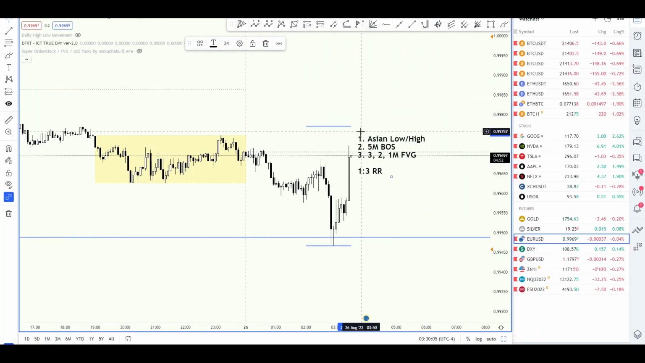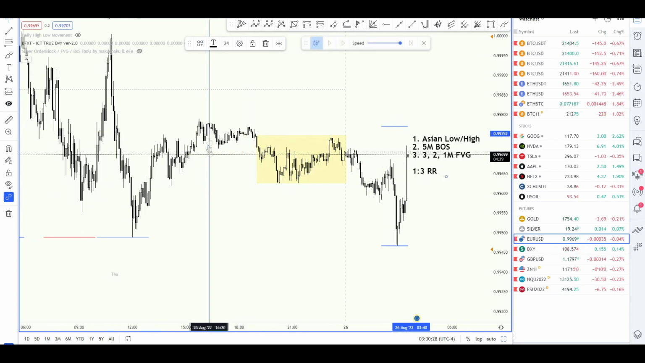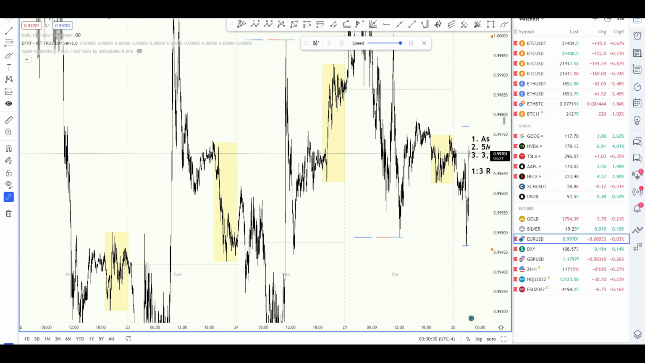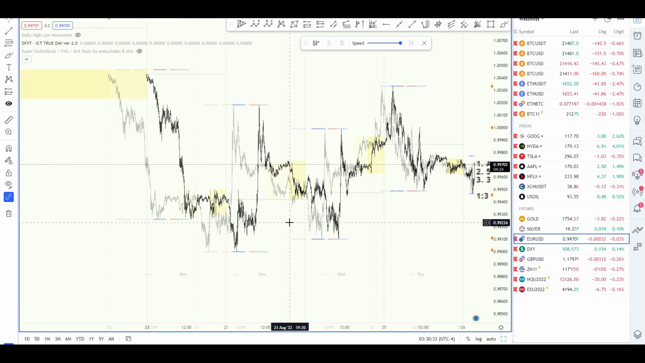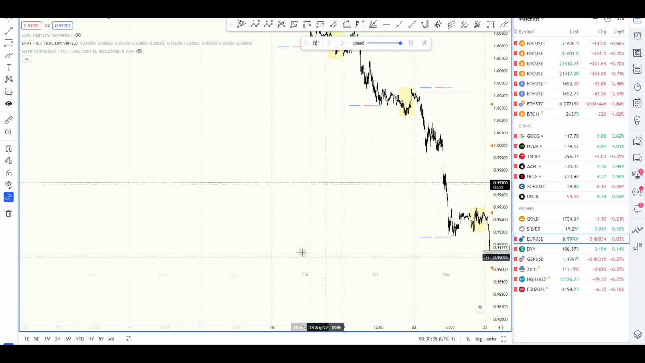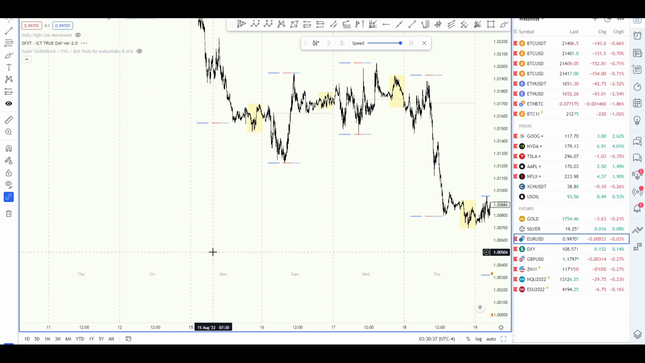As you can see, I am on my chart and I've got the rules written right here. So again, Asian low or high taken, then a 5 minutes break of structure, and a 3, 2 or 1 minute fair value gap, and always take profit at 1-3 RR. So we can begin by going, I think, 2 weeks back in time. So that would be our Monday, and the previous Monday is right here.